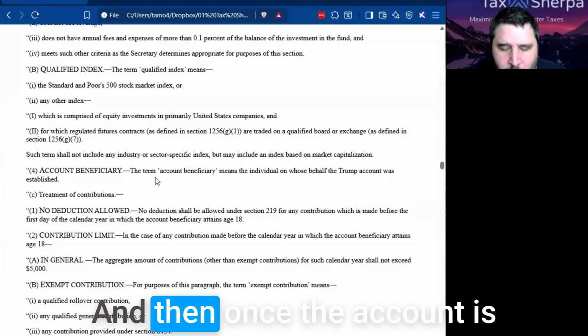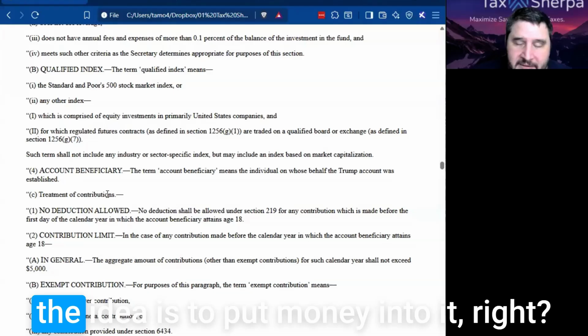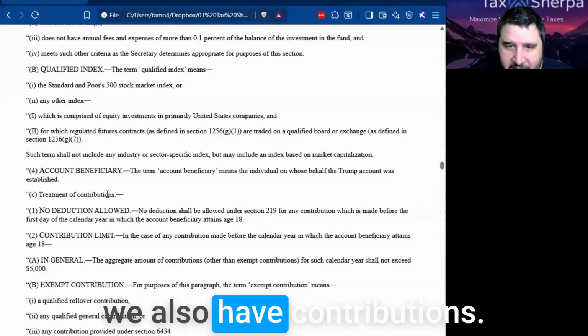And then once the account is open, what do you do with it? So the idea is to put money into it, right? It's already mentioned qualified rollovers, but then we also have contributions.